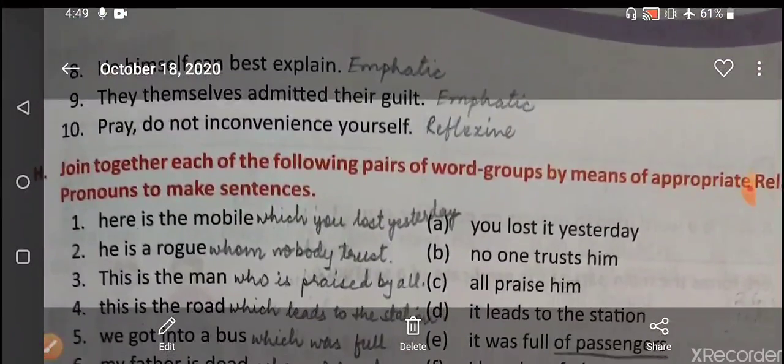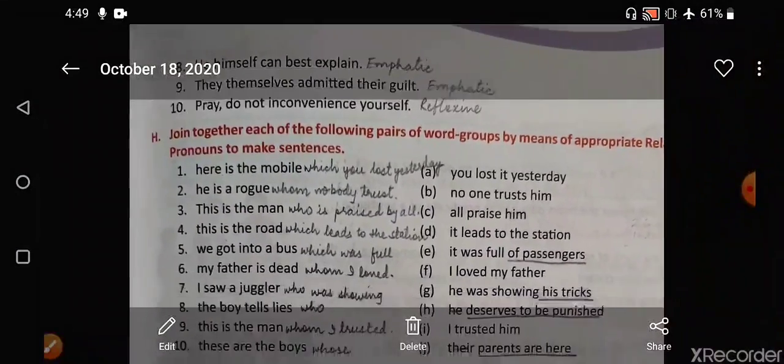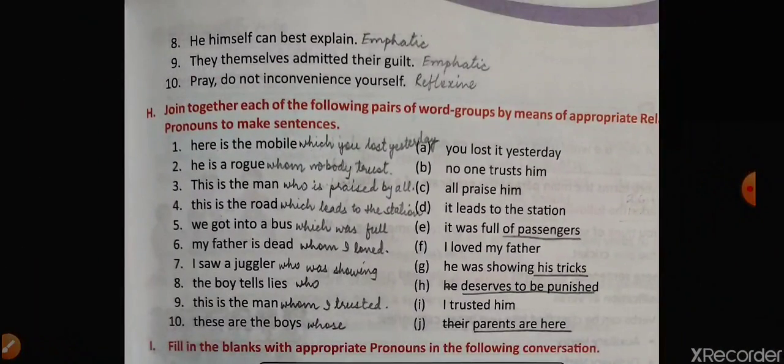He himself can best explain, which is emphatic. They themselves admitted their guilt, emphatic. And pray do not inconvenience yourself, which is reflexive.